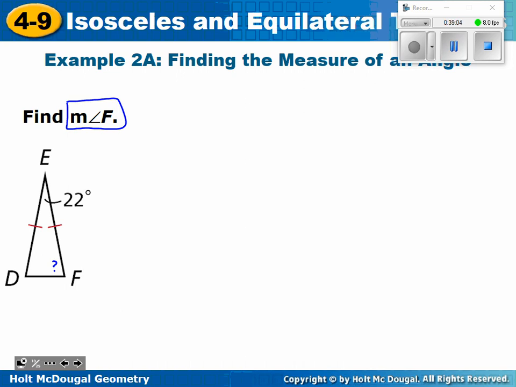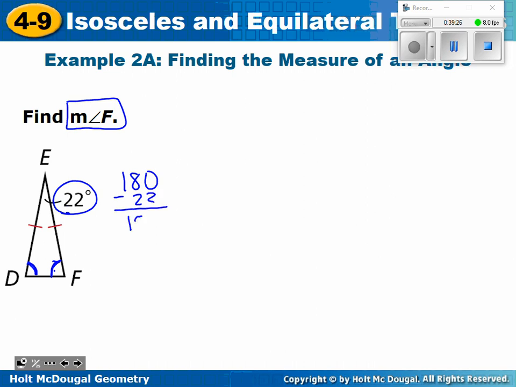what's true? The base angles are the same. So which two angles should be congruent here? E and F. Okay, so we know that these two should be the same, and we know that angle E is 22. So what can we do from things we learned before to find D and F? Very good. All three angles should add to be 180, so we can take away 22.